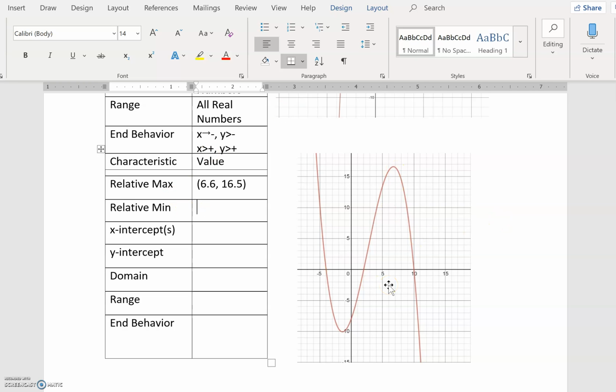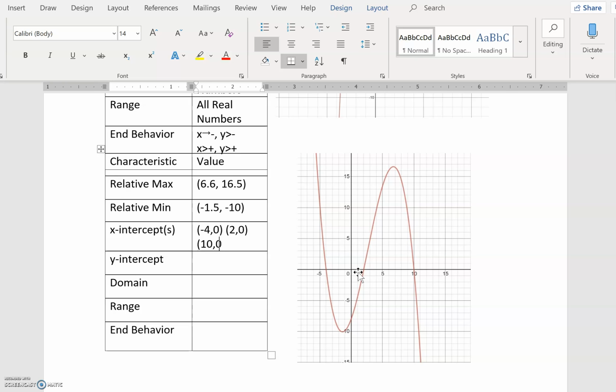Our relative minimum, we're looking for the valley. So our x value is going to be about negative 1.5, right? And our y value, we're going to go down, and it's right on negative 10, so that's awesome. Our x-intercepts, it looks like we cross at negative 4, we cross at positive 2, and we cross at positive 10. Our y-intercept, we're going to look at the y-axis, and it looks like we cross right at negative 8.